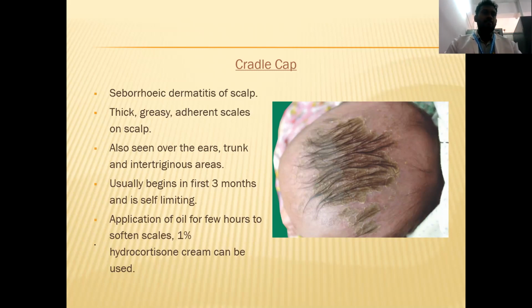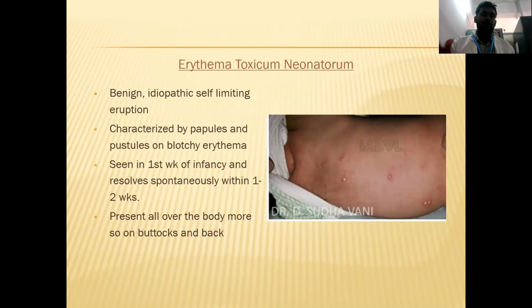It doesn't require any particular treatment, just application of oil such as coconut oil for a few hours will soften the scales and it will also improve the condition. If it is very severe, we can also consider using 1% hydrocortisone cream.